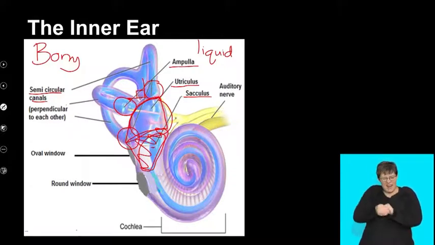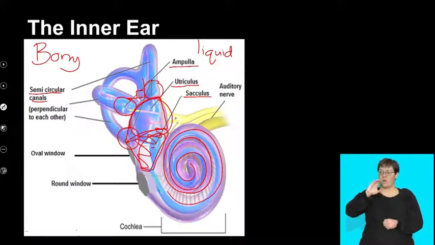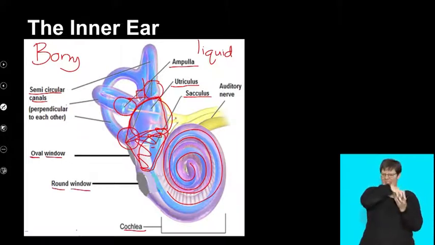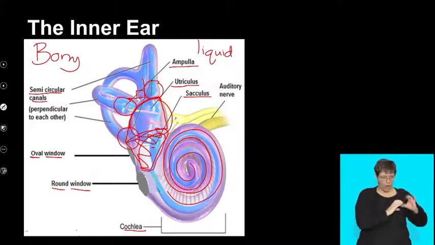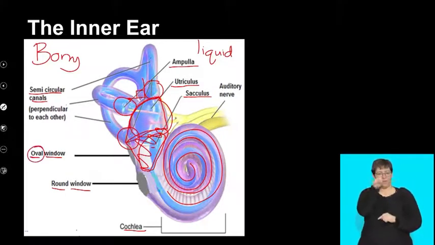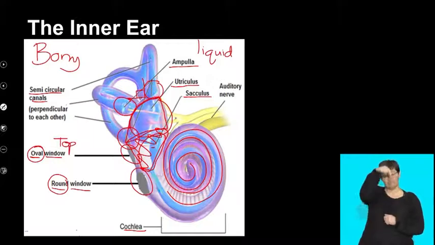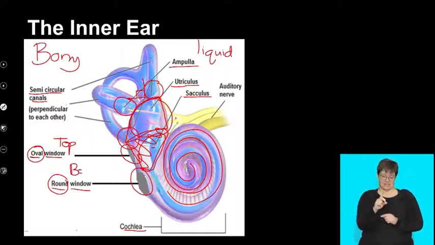Now the snail-like part here, this coily part here, this is your cochlea, right? And there's always 2 windows in the inner ear. We've got an oval window and a round window. Do you see that people were very troubled by circles when they named the inner ear? Because we've got semicircular, we've got oval, we've got round. Okay, so these are the windows of the inner ear. The top one is always oval, and the bottom is round.